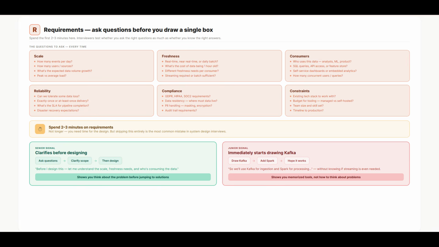What are the reliability expectations? Can we tolerate some data loss or does it need to be exactly once? Are there any compliance requirements? PII information. You want to spend the first 2 or 3 minutes on this. Interviewers are testing whether you ask the right questions as much as whether you know the right answers. An engineer who clarifies requirements before designing, that's a senior signal. An engineer who immediately starts drawing Kafka, that's a junior signal.